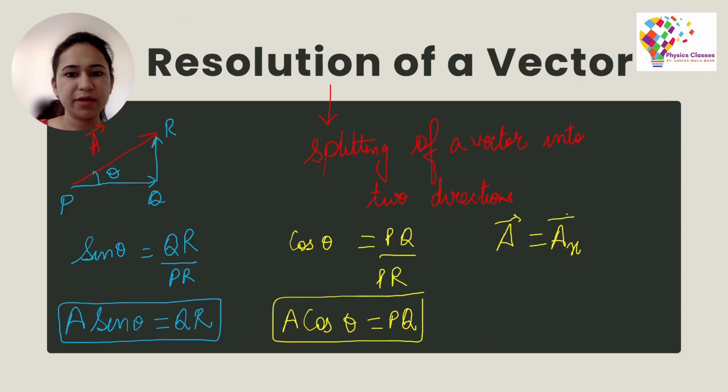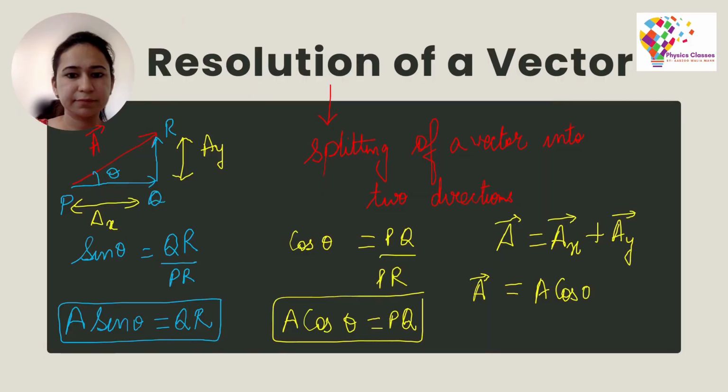X is the horizontal component, Y is the vertical component. So this PQ is representing nothing but the X component, and QR is representing nothing but the Y component. So this vector A can be written as, the X component here is nothing but A cos theta. So it is A cos theta i cap, and it is A sin theta j cap.